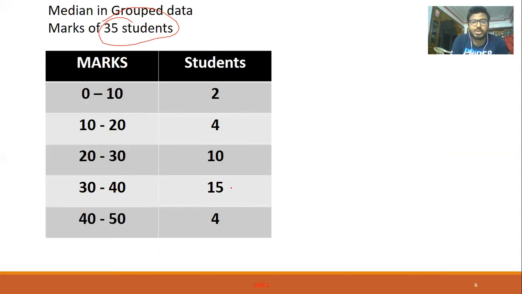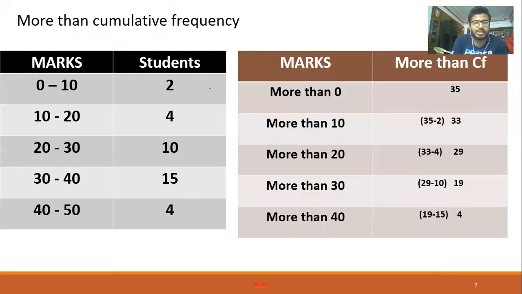Now first we are going to talk about more than cumulative frequency. Okay, more than cumulative frequency. Now remember, here, more than 0. How many people get more than 0 marks? Everyone got more than 0, right? So all the students are getting more than 0, so the number will be 35. Clear so far? More than 0 everyone gets, that's why more than 0 marks is 35 students. Okay, next, more than 10.